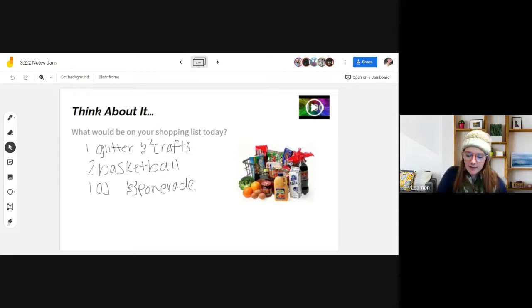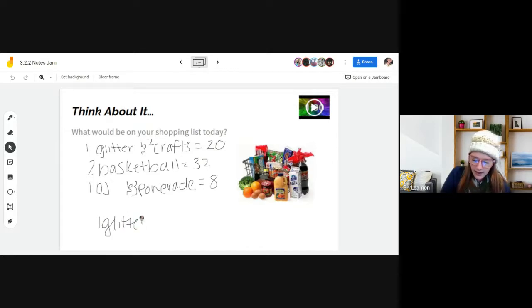So we could say, when we went to get all this stuff at the store, it equaled a certain amount of money. Say this one was $20, this one was $32, and this one was $8. Then you can move things around. So you could say I went to the store and I got 1 thing of glitter and 1 orange juice, and that cost $17.